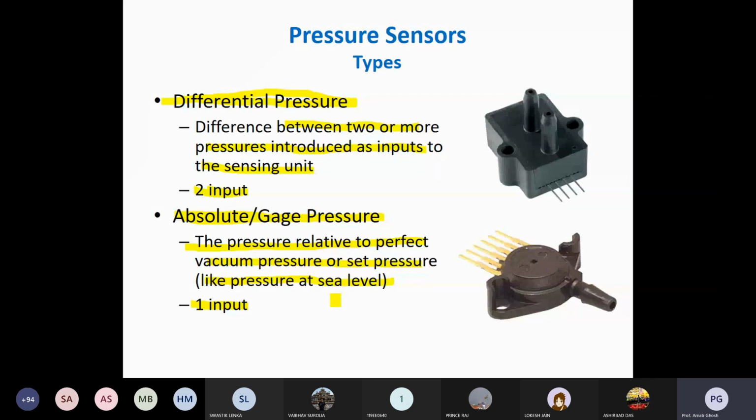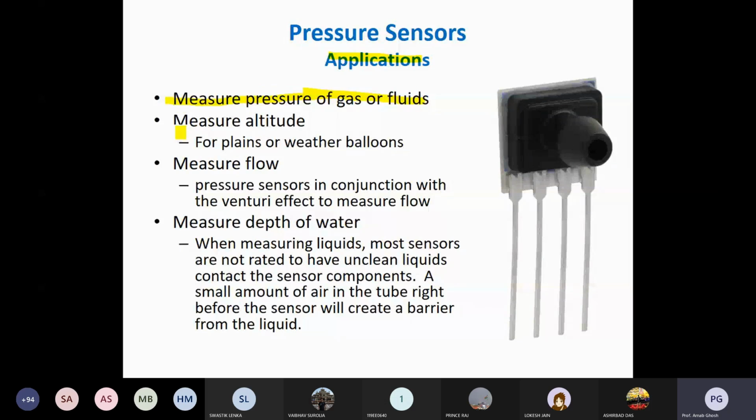When measuring liquid, most sensors are not rated to handle unclean liquid. Basically, that water is not clean water; there is definitely a mixing of different minerals, waste, oil, lots of things. So you will not always get the accurate depth of the water, but you get something near your actual value. To find the relative density of liquids, you have to use a hydrometer. Then the contact sensor component.